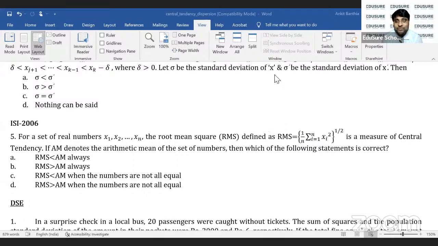So let's make an attempt at this. ISI 2006, question number 5. There are n numbers. Root mean square deviation is this. Okay, is a correct measure of central tendency. If AM denotes the arithmetic mean of the set of numbers, then which of the following statements is correct? Let's see.